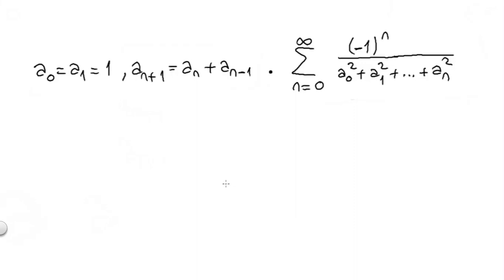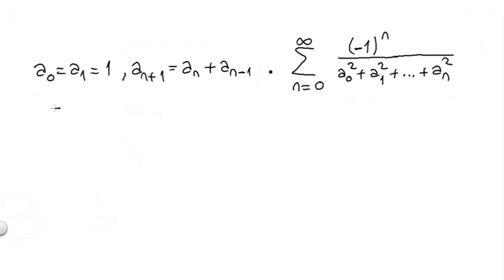This involves the Fibonacci sequence. We are given A0 and A1 equal to 1. Sometimes it's given like A1 and A2 equal to 1. It doesn't matter. This is the recurrence relation of the Fibonacci sequence, and we are given this thing. We are supposed to calculate the sum. So let's start with the denominator and see if I can find a closed sum for this sum.